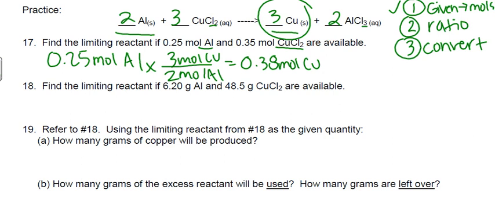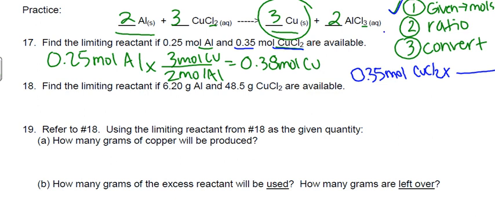So I have to do another one of these problems using stoichiometry. But this time I'm starting with 0.35 moles of copper chloride. The first step is to take the given into moles. Well, it's already done for me. The second step is the ratio step.